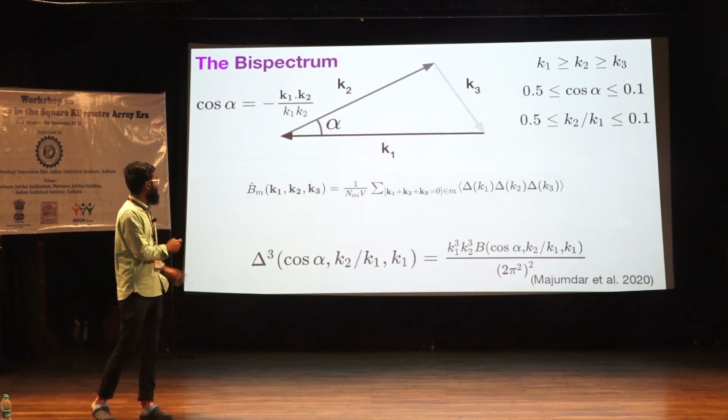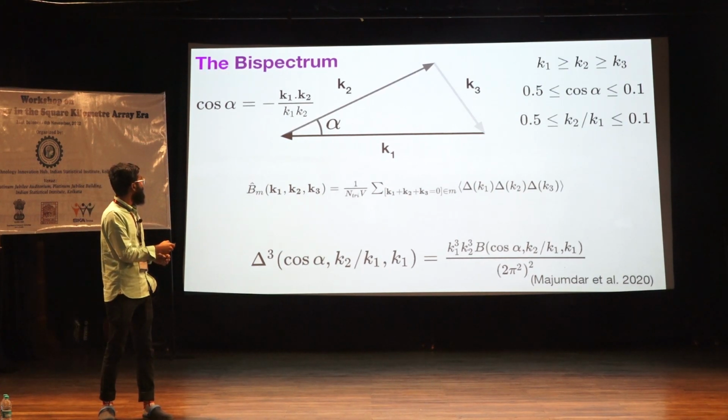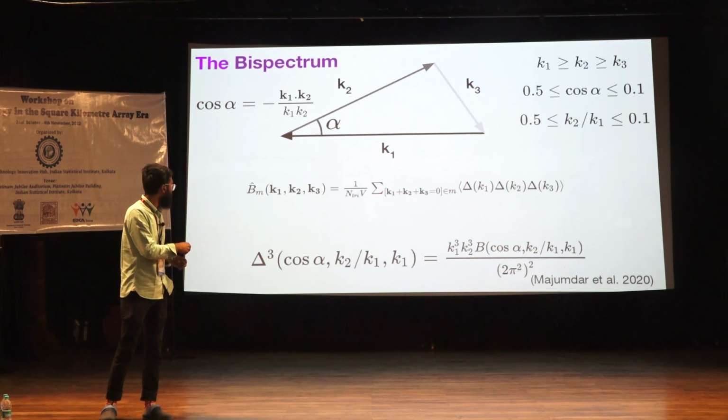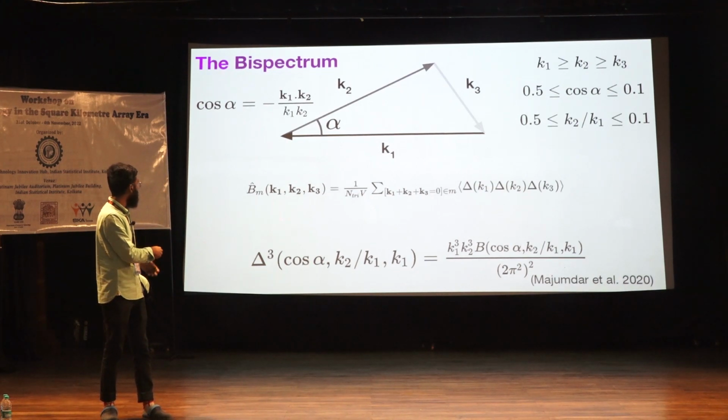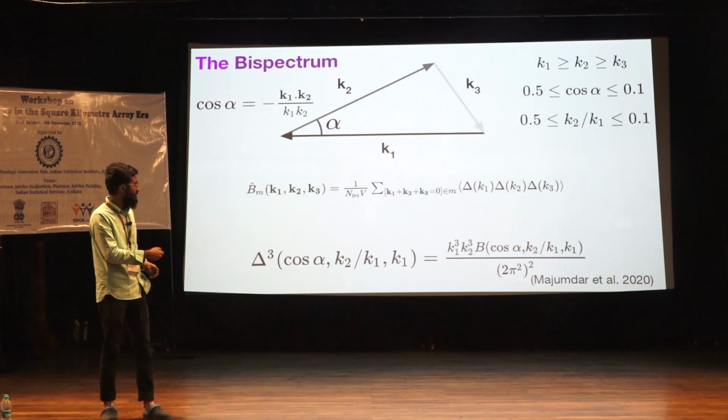Just to briefly recap, the bispectrum is the 3-point correlation function in Fourier space. If we follow this prescription, we can determine all the unique triangles of the bispectrum in Fourier space, and if we take the ensemble average of these Fourier fluctuations, we can estimate the bispectrum estimator, which we parameterize with certain parameters. For example, the angle between the negative k1 vector and the k2 vector, which is cos alpha, the ratio between k2 and k1, and the k1 vector itself, and then we do this normalization.